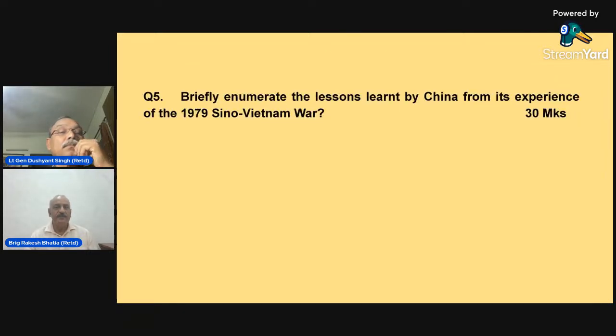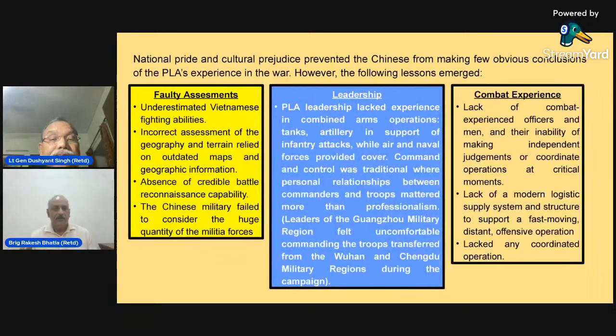Briefly enumerate lessons learned by China from its experience of the 1979 Vietnam War. Very quickly, divided into three parts. Experiences: there were faulty assessments. They underestimated the Vietnamese fighting abilities. Geography and terrain were not studied properly. They did not have updated maps. Neither did they have geographical information, nor the ability to carry out operational recce. The Chinese military failed to consider the huge quantity of militia forces. So these were all faulty assessments.